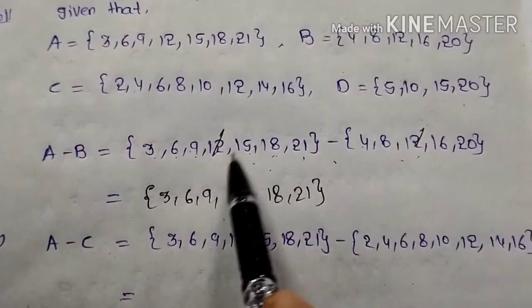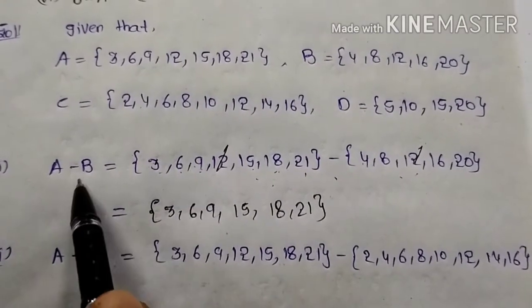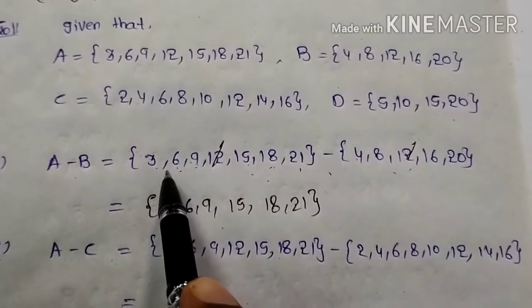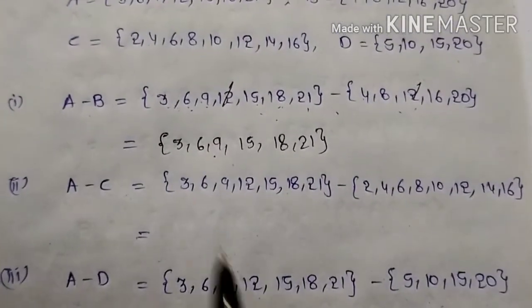You can cancel in both the sets. After that, you can write only those which belong to set A. That means the remaining elements in set A you can write here. One more example you can see here: A minus C.